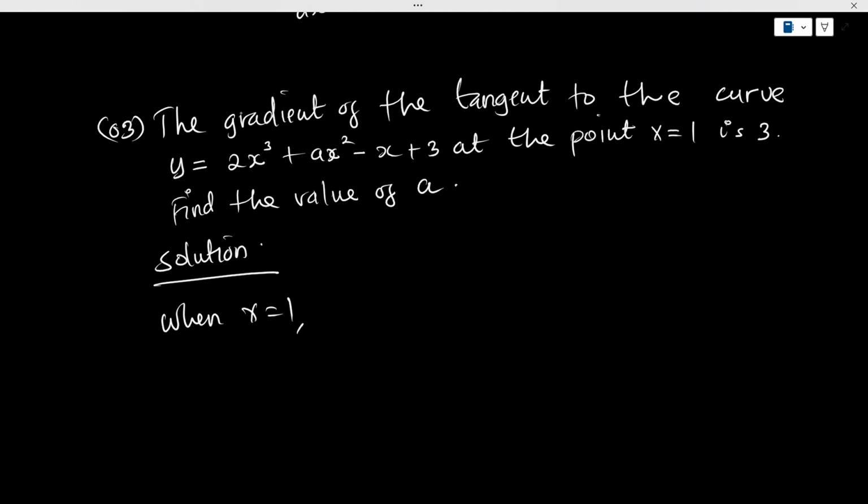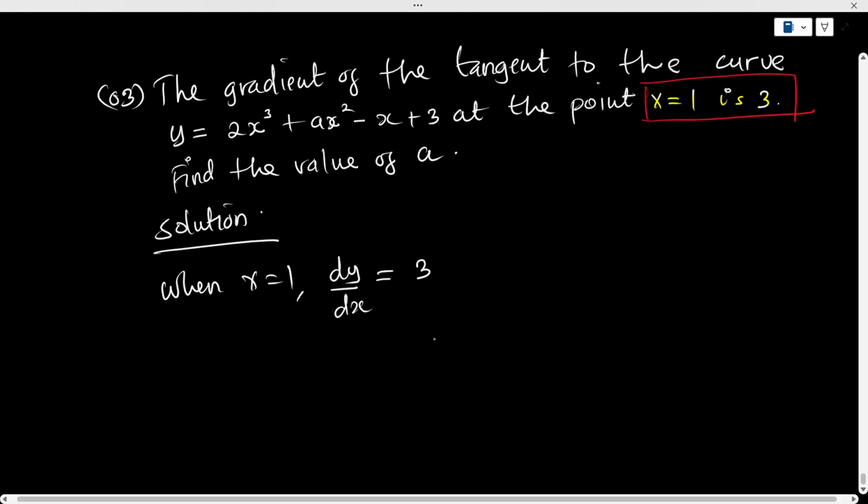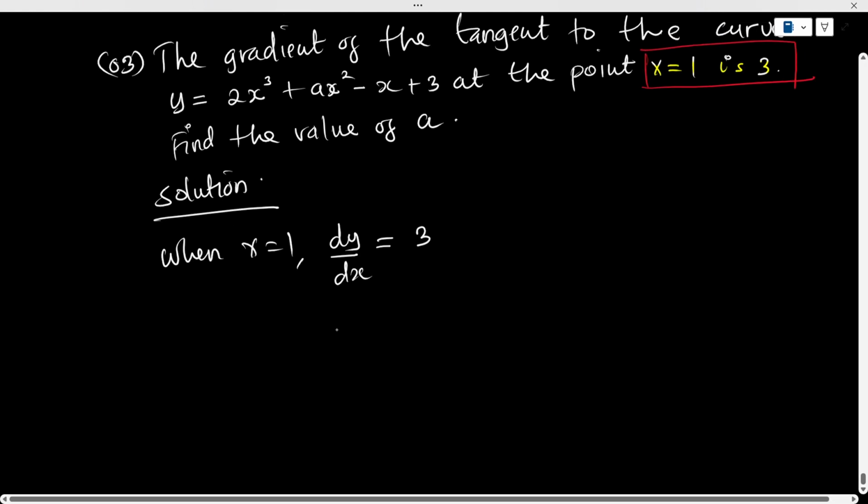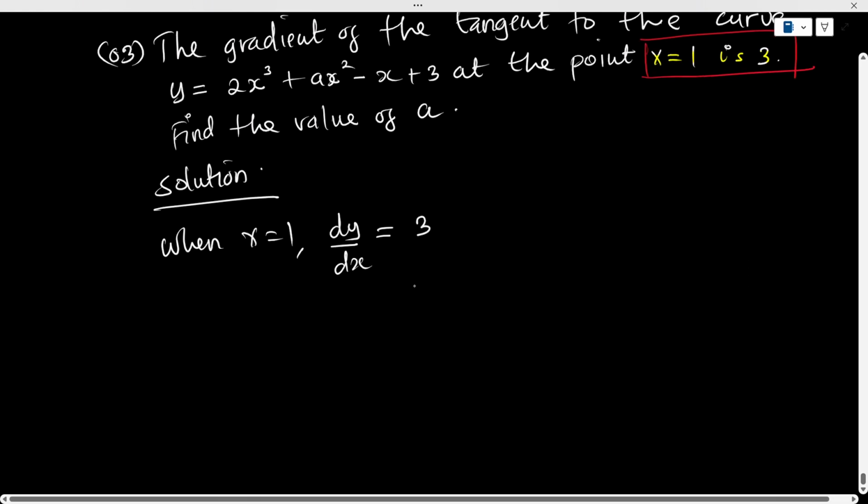So when x equals 1, dy/dx is 3. I'm getting this information from here. When x equals 1, dy/dx equals 3. But unfortunately, we don't have the dy/dx first. So we're going to start by finding the dy/dx.